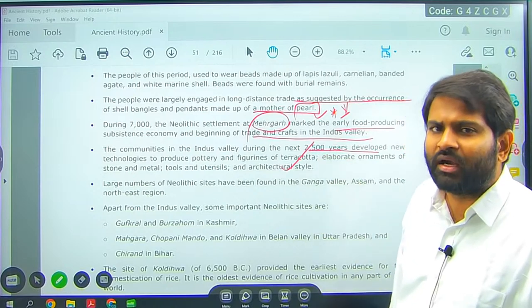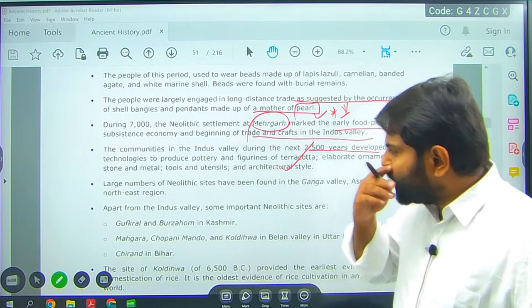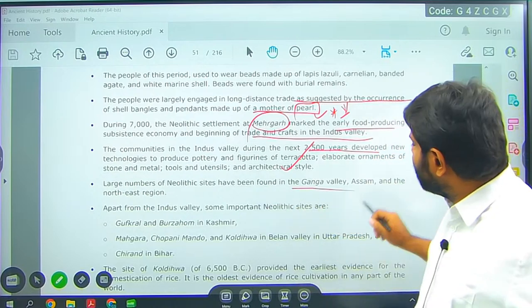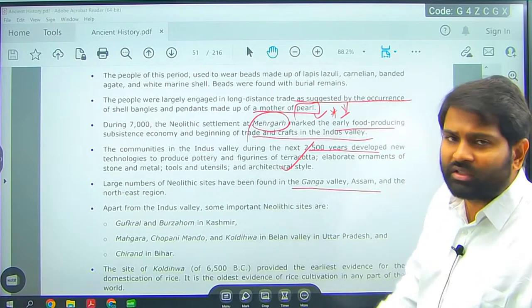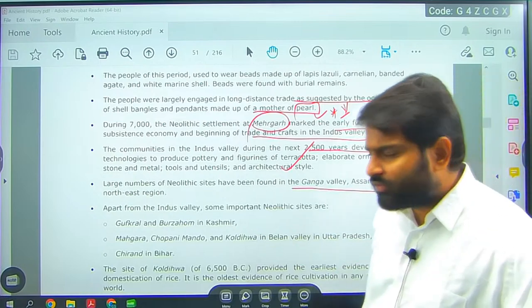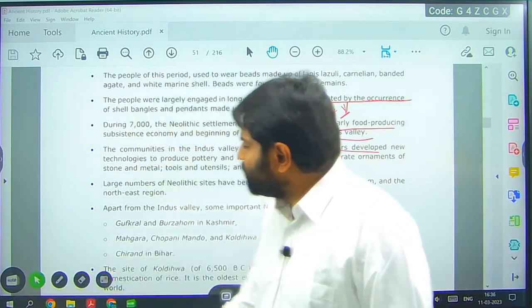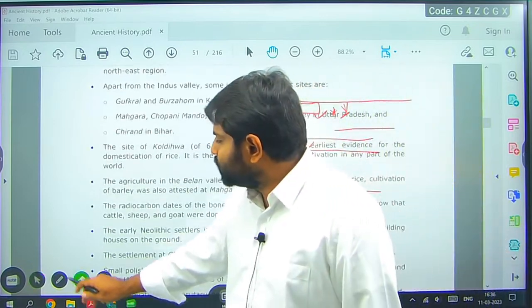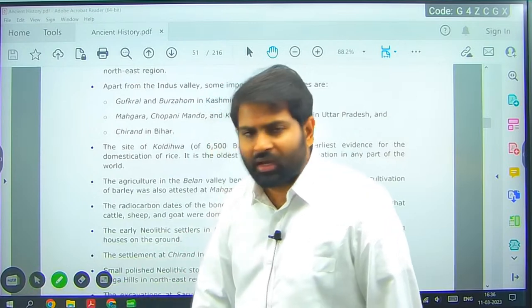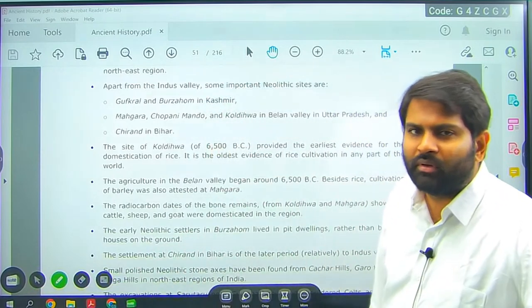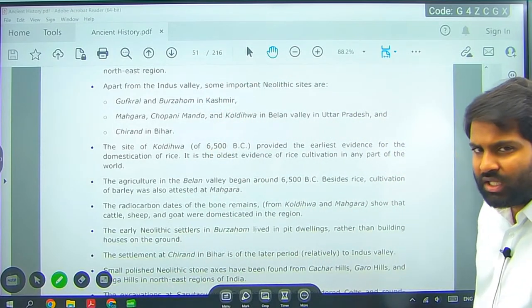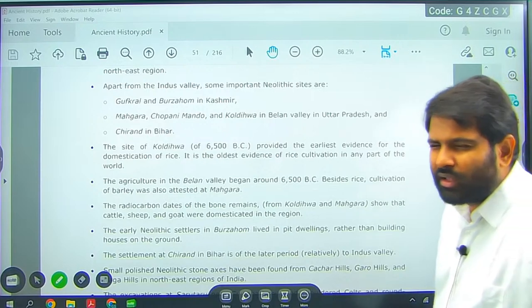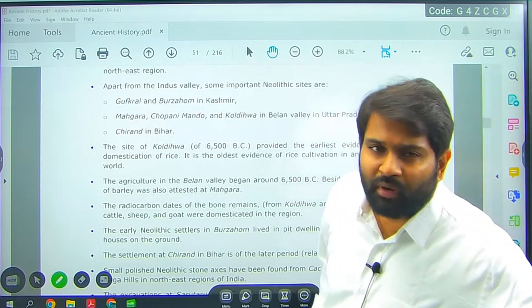The technology started, triggered. Large numbers of Neolithic sites have been found in the Ganga Valley, Assam and the northeastern region. As I said, we are talking about agriculture, we are talking about domestication. What is important is the valley. You have to walk down from the mountains where you lived. Those rock shelters were given away. Mud shelters took shape, right? So initially the shelters were square, rectangular, irregular in shape, made of mud bricks.